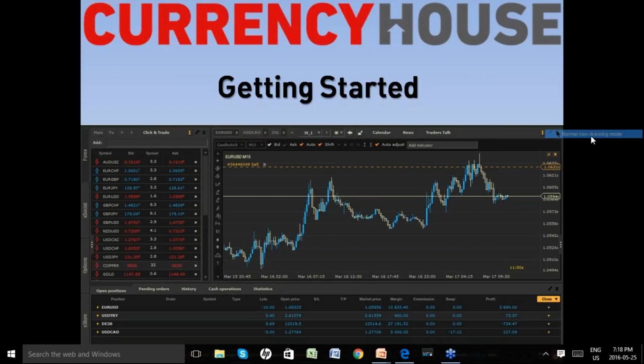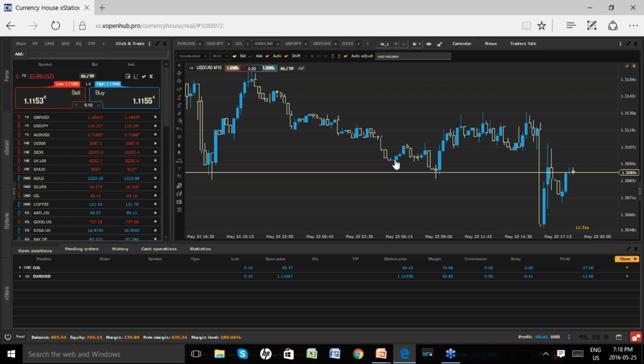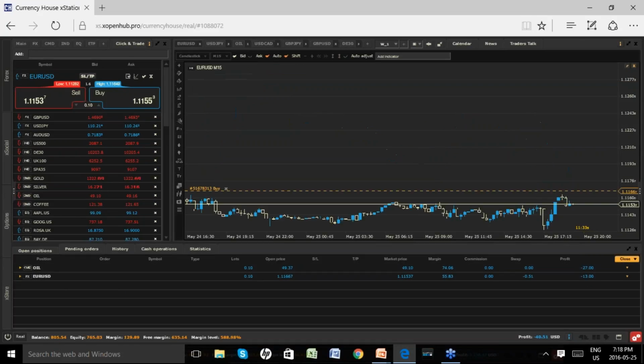So let's go on the live platform and we'll show you guys exactly how it looks in real time. Okay, so this is the Currency House platform right here. As you can see, this trader has USD CAD open on the ticker here. They're at about a balance of 805. They have 2 positions opened, Euro USD and oil. Both are currently running a bit of a negative, but the trader is quite confident that they'll move in the other direction. Let's see Euro USD here.